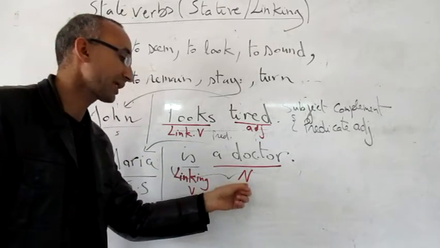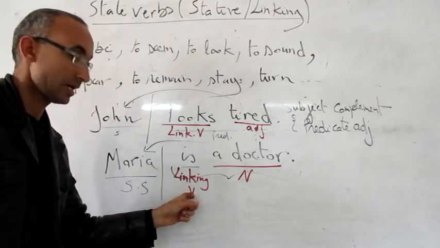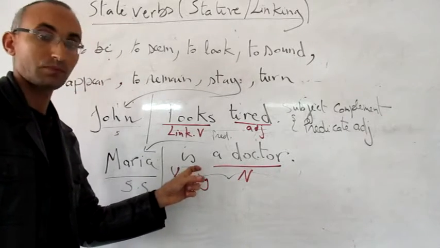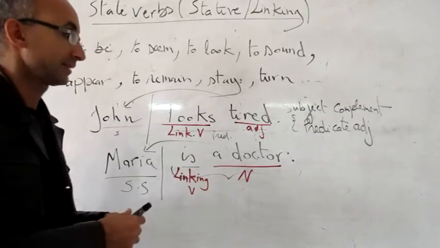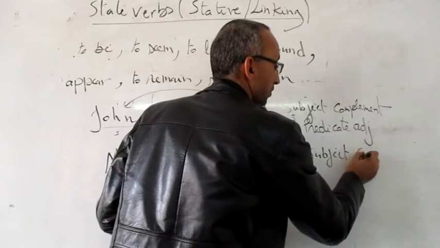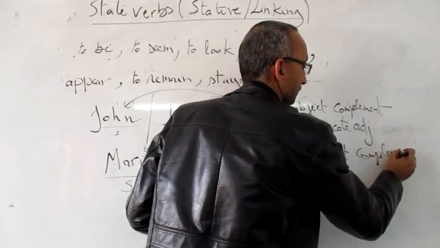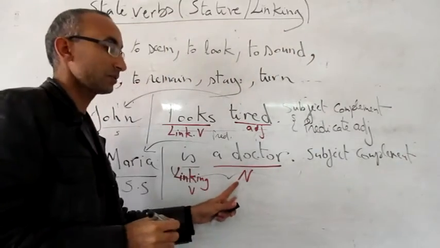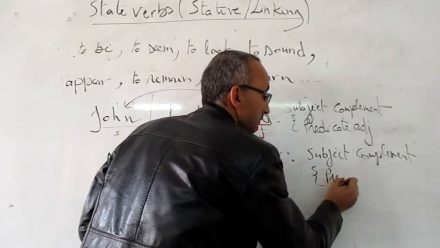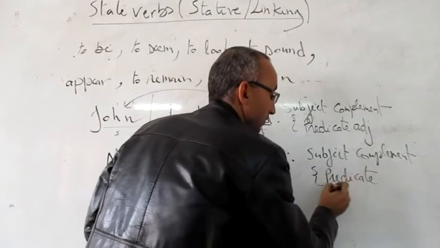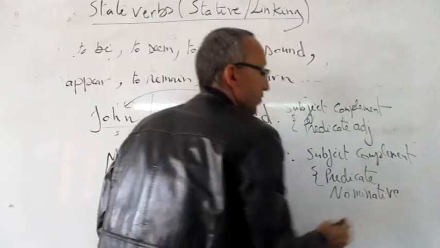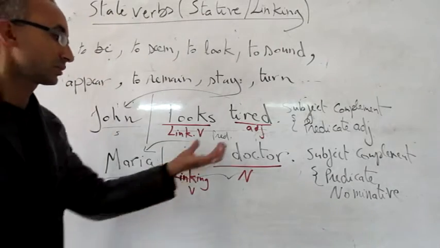Now this noun, which comes after a linking verb, is also considered as subject complement. But as it's a noun, we call it, okay, particularly what? Predicate nominative. Nominative.